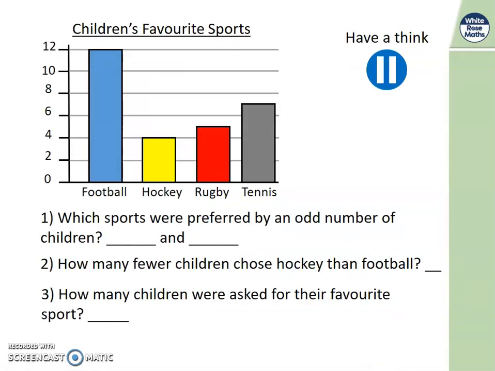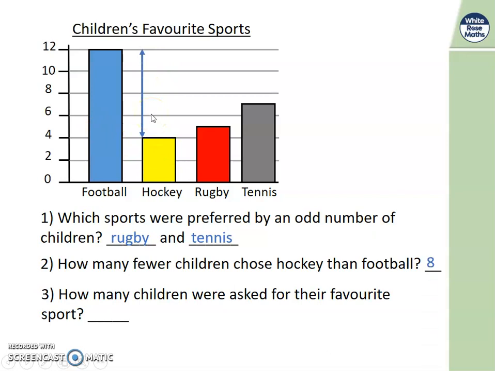Can you pause the video and answer these questions in your book, please, using this bar chart for help? So, which sports were preferred by an odd number? An odd number is when it's in the middle, and that is rugby and tennis. How many fewer children chose hockey than football? So here is football with 12, hockey with 4, and you are working out the difference. The difference is 8. How many children were asked for their favourite sport altogether? So you need to add up all the children that took part. And the answer is 28.